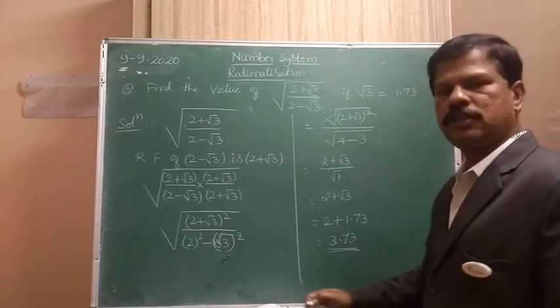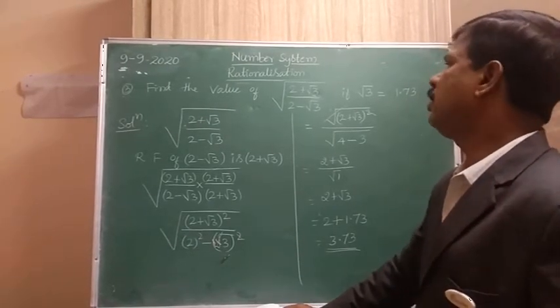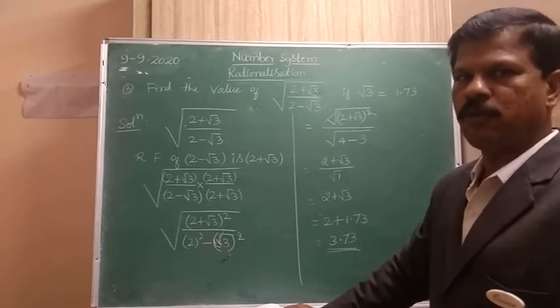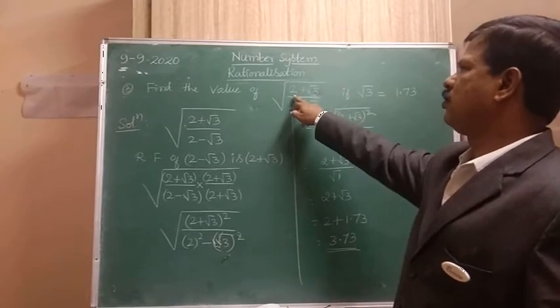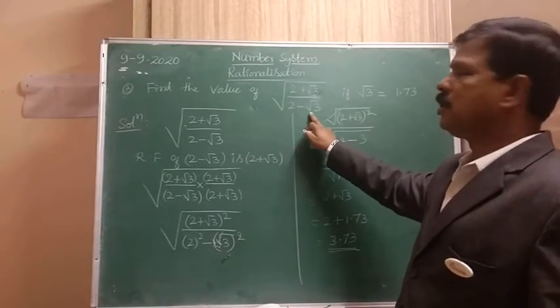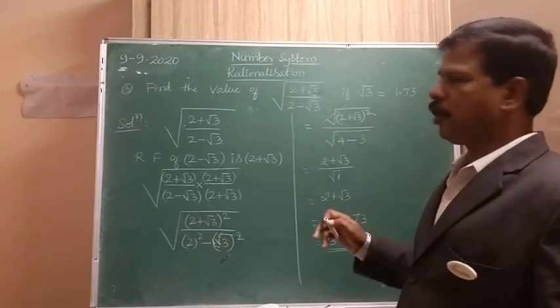Clear? This is how to find the value of the given problem. You may expect a question like this. Now look at this: square root of (2 plus root 3) by (2 minus root 3), if root 3 is equal to 1.73. Now how to do that?